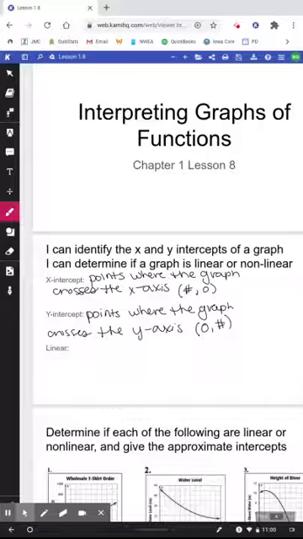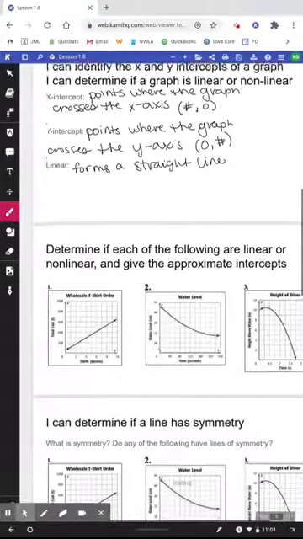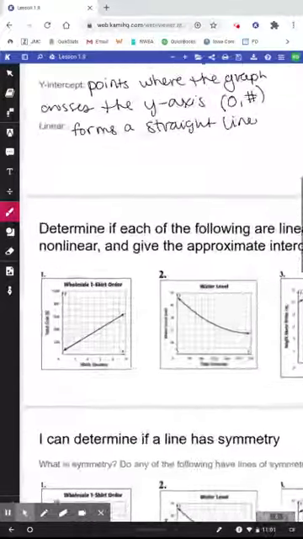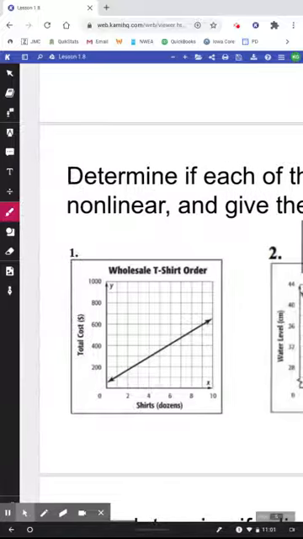A graph is linear if it forms a straight line, and nonlinear if it has any sort of curve to it. So here's the first thing. Determine if the following are linear or nonlinear, and then give the approximate intercepts. So first of all, looking at this wholesale t-shirt order, looks to me like it's a straight line, so I'm going to call it linear.